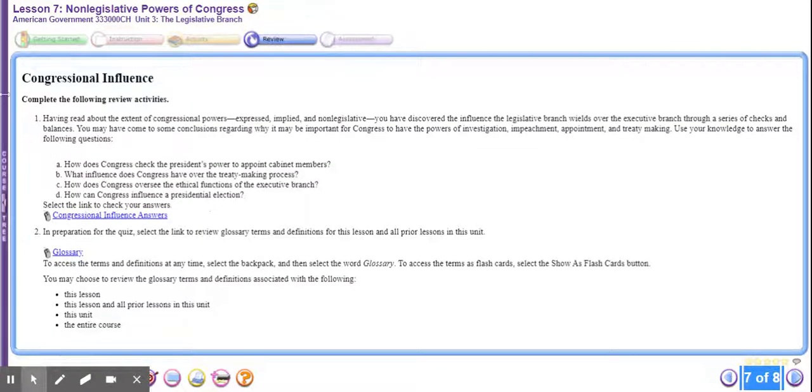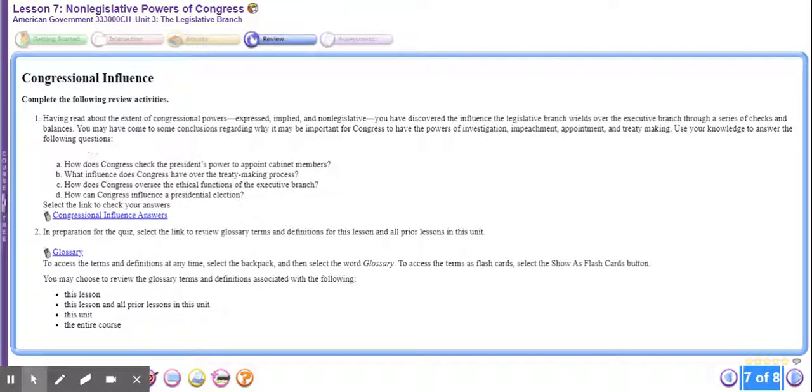Okay. And then here's a review activity. Having read about the extent of congressional powers expressed, implied, and non-legislative, you have discovered the influence the legislative branch wields over the executive branch through a series of checks and balances. Again, we started off talking about those checks and balances. That's really the big theme here of this unit.